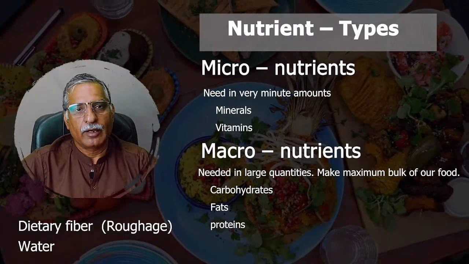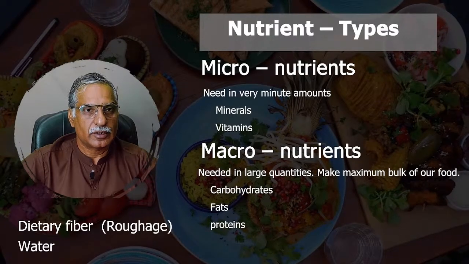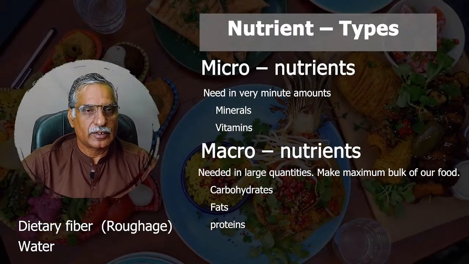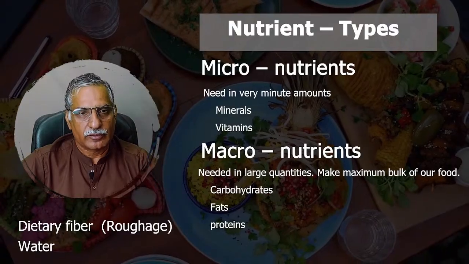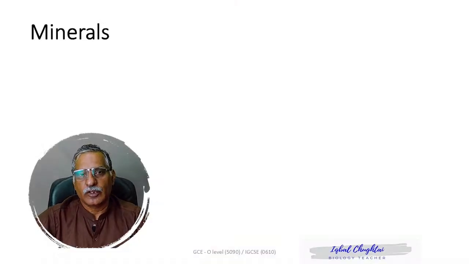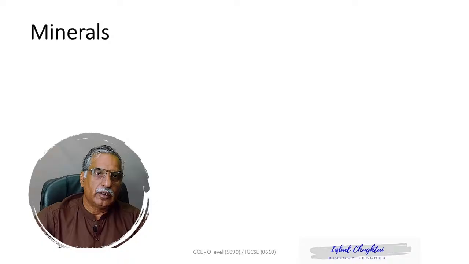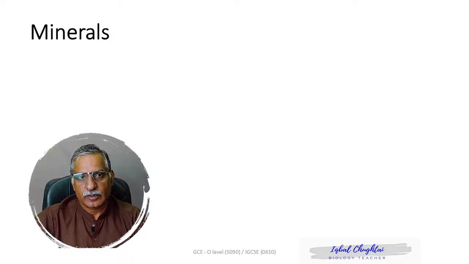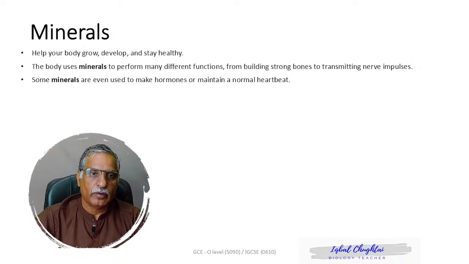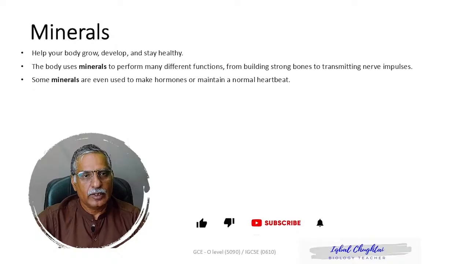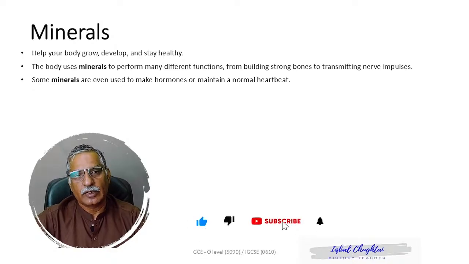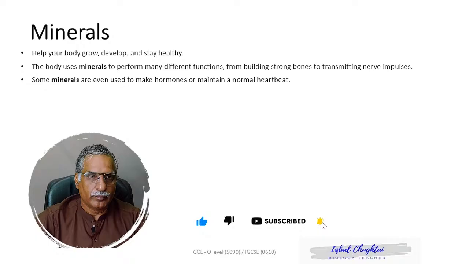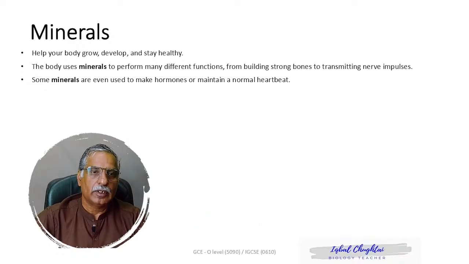Dietary fiber and water also have their essential importance, and we will be discussing them in the category of macronutrients. First of all, we proceed with the micronutrients, and we discuss minerals first. Minerals are very important to us because, when they serve as components of various enzymes, they make those enzymes work efficiently and effectively. And certain life molecules also have these minerals as essential components.